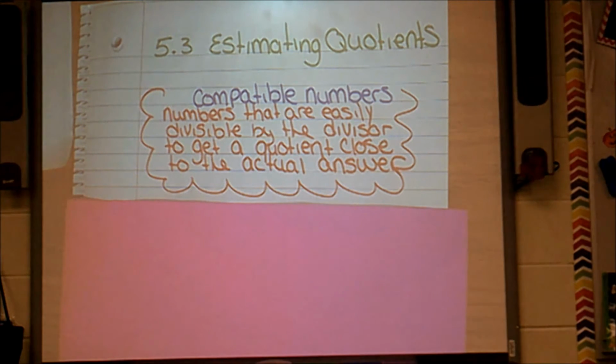It's kind of complex. Let's read that again. Numbers that are easily divisible, meaning I can divide them easily, by the divisor. The divisor, okay, I got that. That's the outside number, yep. To get a quotient. Now, a quotient, I know, is the answer to a division problem, close to the actual answer. Kind of sounds like we're rounding, but we're rounding with strategic numbers. Let's look at how this looks in action, shall we?